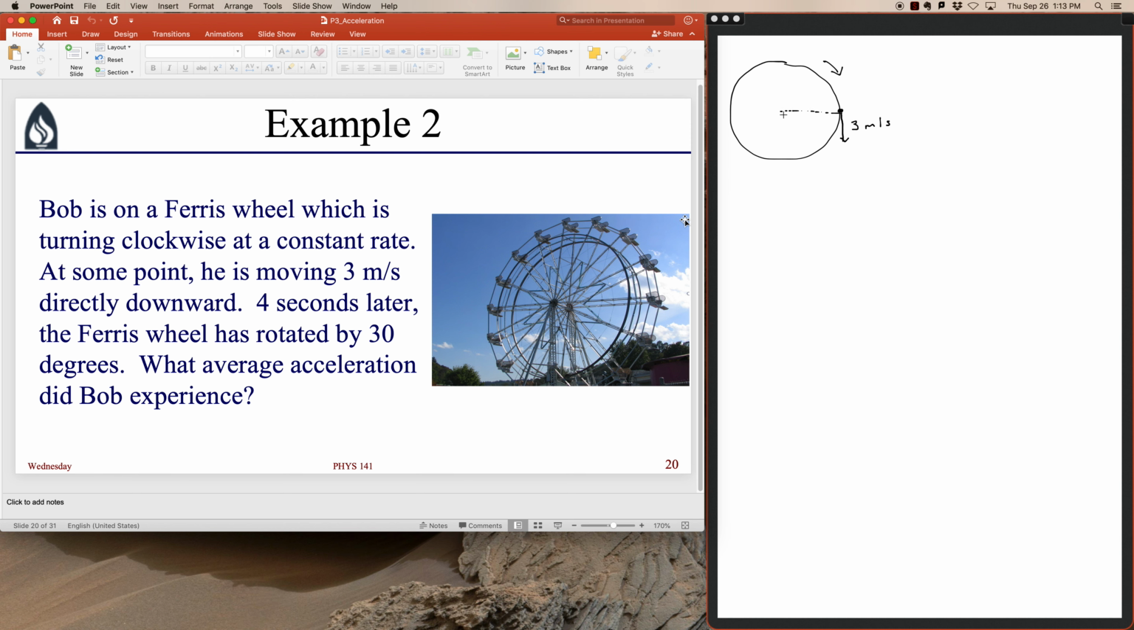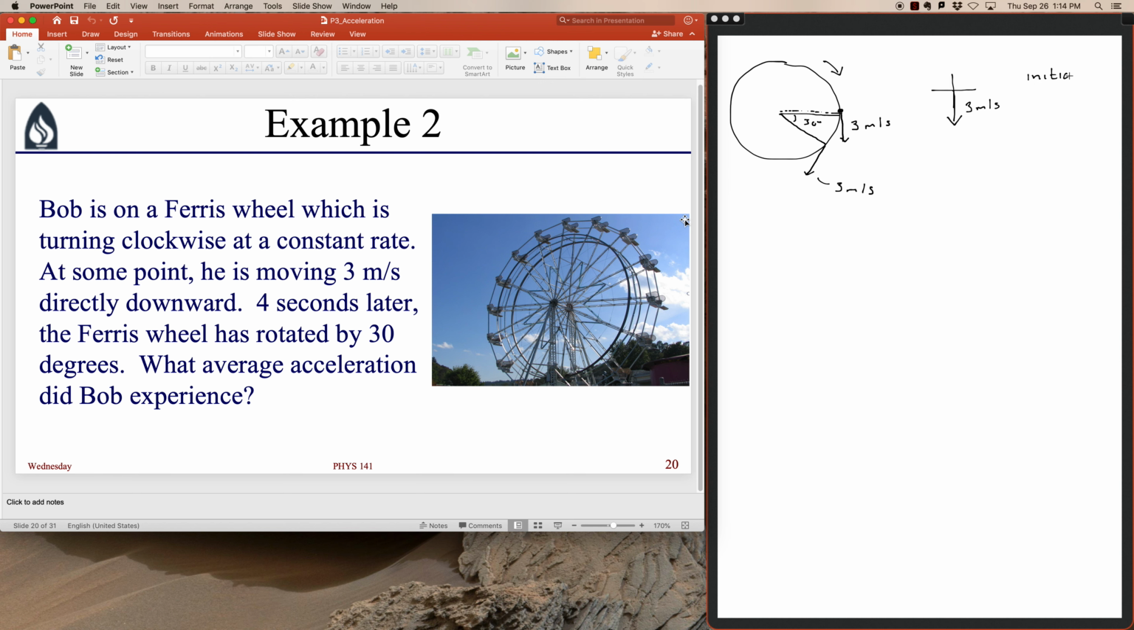We want to take his initial velocity vector and his final velocity vector and split them both up into x and y directions. So first off, the initial velocity. That's the easy one. So if this is his initial velocity, or a coordinate system showing the initial velocity is downward, 3 meters per second.